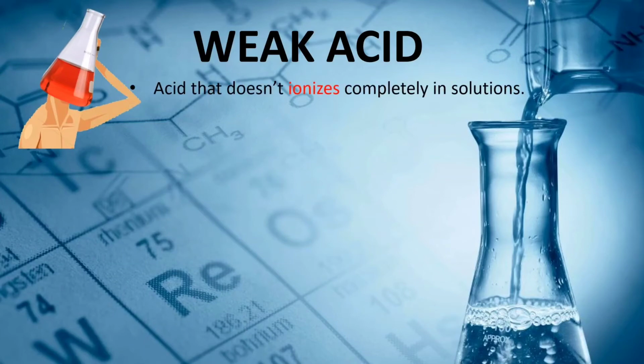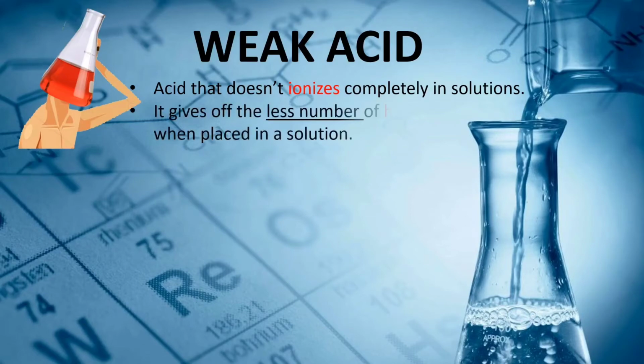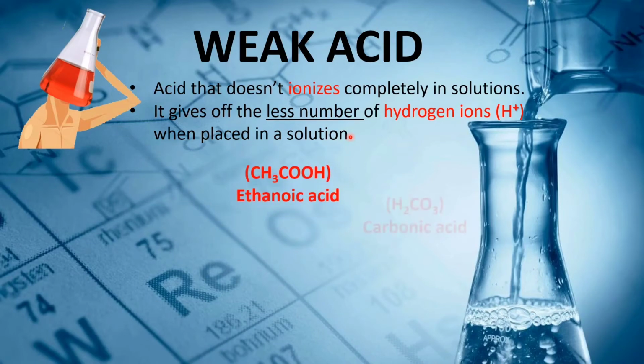An acid that doesn't ionize completely in the solution is called a weak acid. It gives a smaller number of hydrogen ions when placed in a solution. In a strong acid, the hydrogen ions were greater, right? More hydrogen ions were dissociated. But when we talk about a weak acid, fewer hydrogen ions will be given out when it is placed in a solution. So again we will see examples, ethanoic acid and carbonic acid.